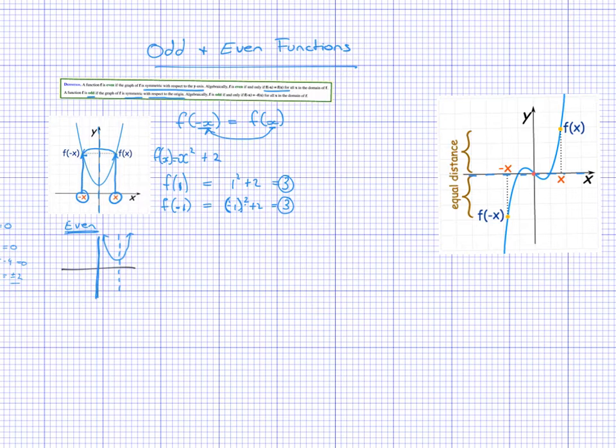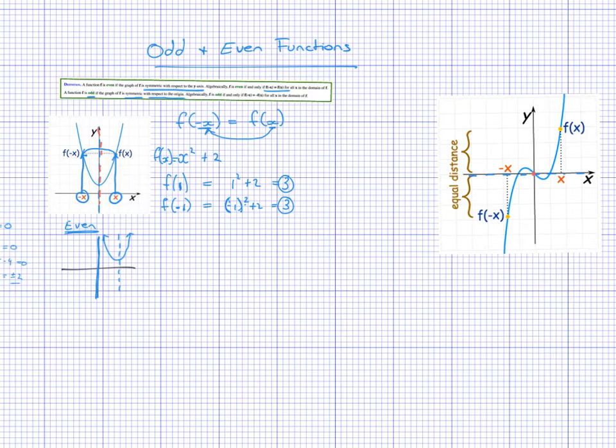Right? What this means is if I was to rotate this blue function 180 degrees, then the function would become the same. All right, so I'm using the origin as a rotational point and I get the same function. It is not a mirror point like in even functions, it is a rotation. All right, so odd functions are rotations.